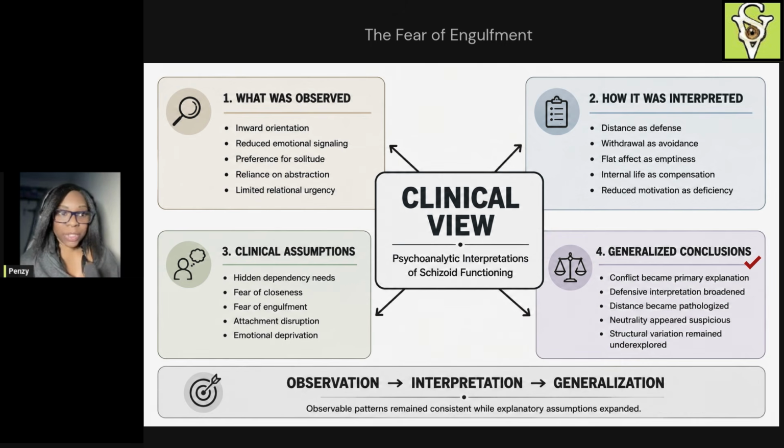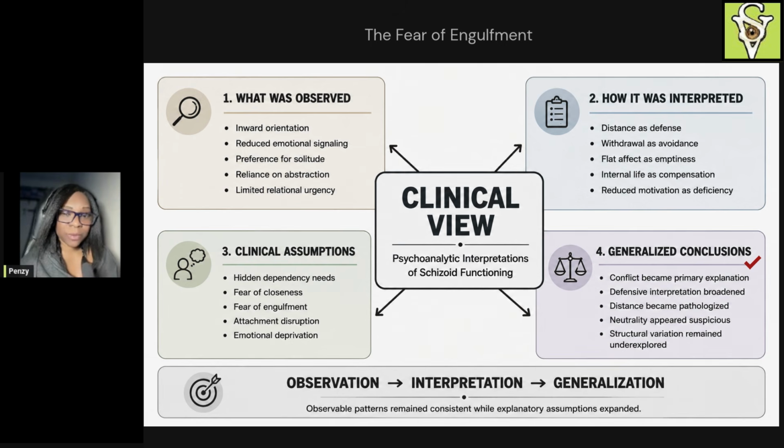So, what I'm moving towards here is when we look at fear of engulfment, is that the interpretation of schizoid functioning should remain differentiated rather than universalized, so that we can account for all the different developmental paths and the different contributory factors and the different ways that it manifests in people across the schizoid spectrum. At the bottom of the screen, we have observation, interpretation, and generalization.